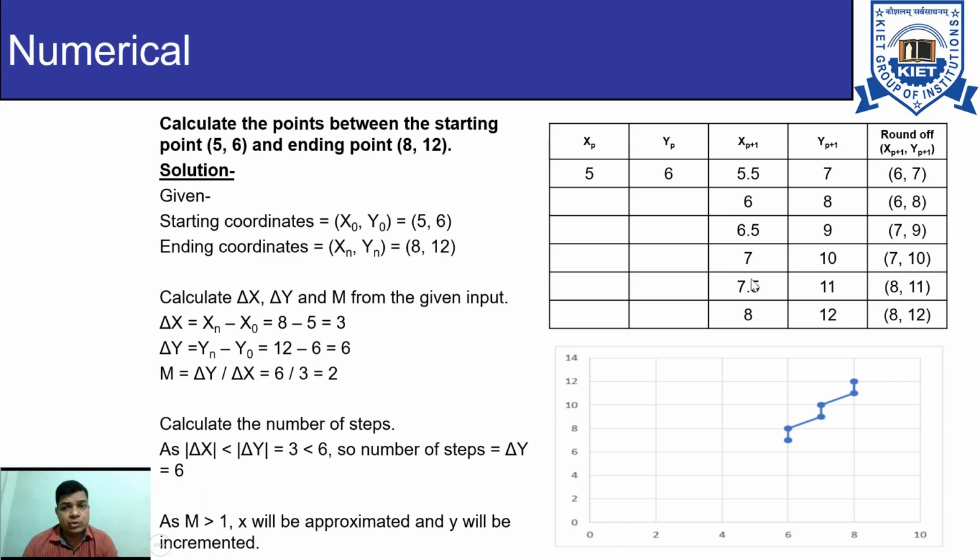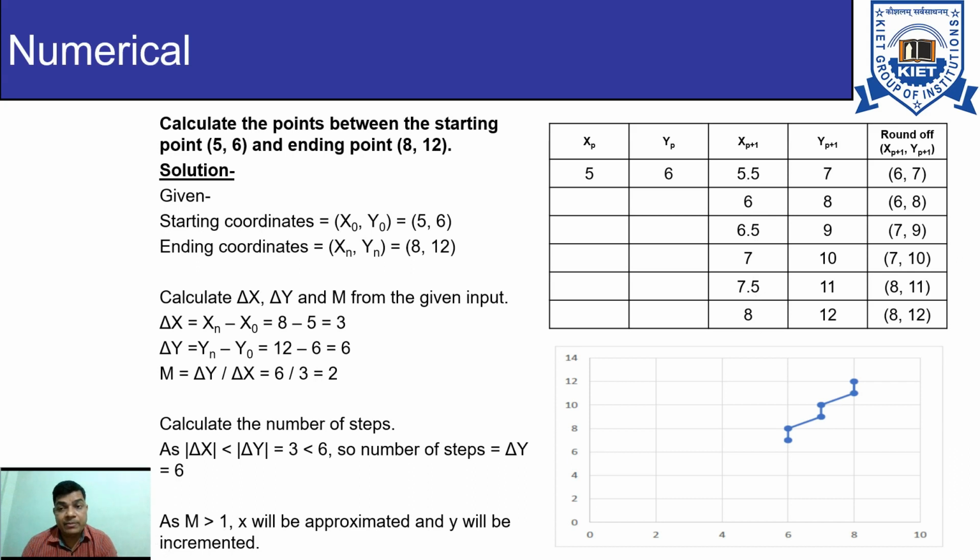So what about the x values? We are simply adding the inverse of the slope, and I know that the slope of the line is 2, so the inverse value is 0.5. So I am simply adding 0.5 to each value of x. Starting from 5 I get 5.5, then again adding 0.5, 6, again adding 0.5, 6.5, 7, 7.5, and finally I get 8.